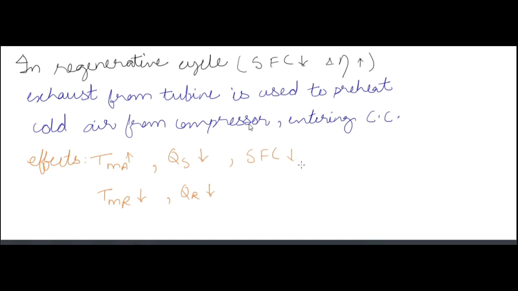Okay, which is entering into the combustion chamber. It means the air that needs to be heated in the combustion chamber has already been heated by the air that was coming from the exhaust of the turbine. So the mean temperature of heat addition increases, the mean temperature of heat rejection decreases, heat supplied decreases, heat rejection decreases, and the specific fuel consumption that has been required for that cycle decreases.